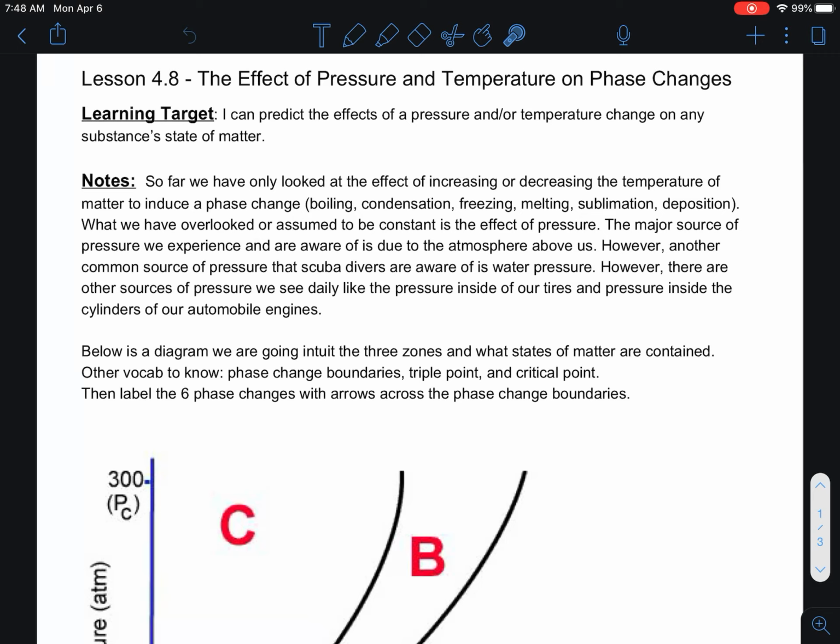So we'll integrate a lot of vocabulary here. Not just the states of matter, whether it's solid, liquid, or gas, but all the phase change vocabulary we've been working on as well. Boiling, condensation, freezing, melting, sublimation, deposition.